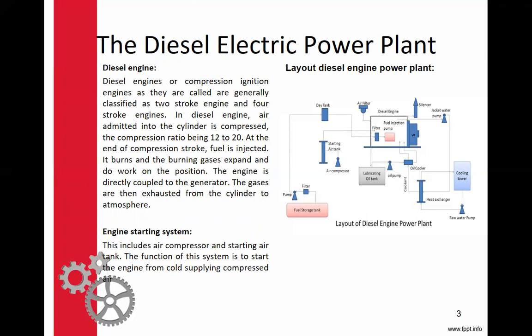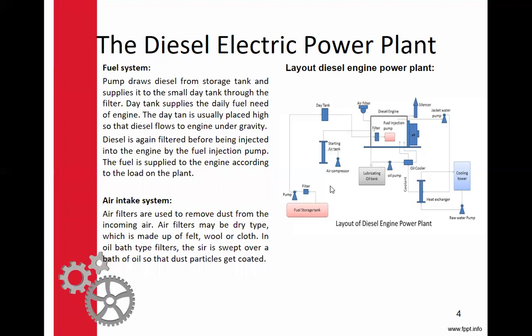So, engine starting system. This includes air compressor and starting air tank. The function of the system is to start the engine from cold by supplying compressed air. So, fuel system. The pump draws diesel from the storage tank and supplies it to a small day tank through the filter. The day tank supplies the daily fuel need of the engine. The day tank is usually placed high so that the diesel flows to the engine under gravity. The diesel is again filtered before being injected into the engine by the fuel injection pump. The fuel is supplied to the engine according to the load on the plant.